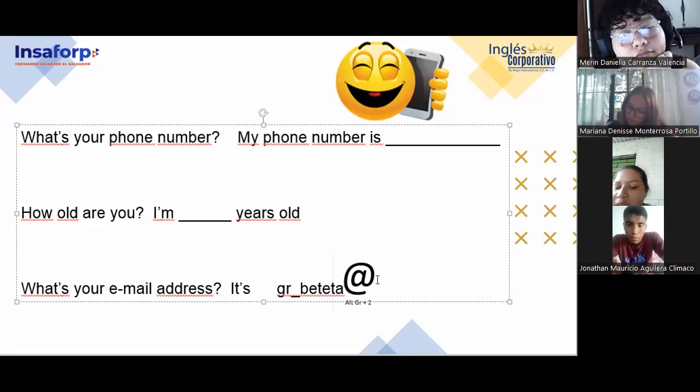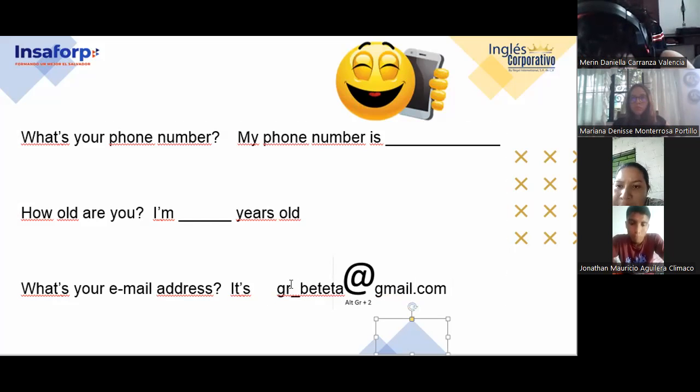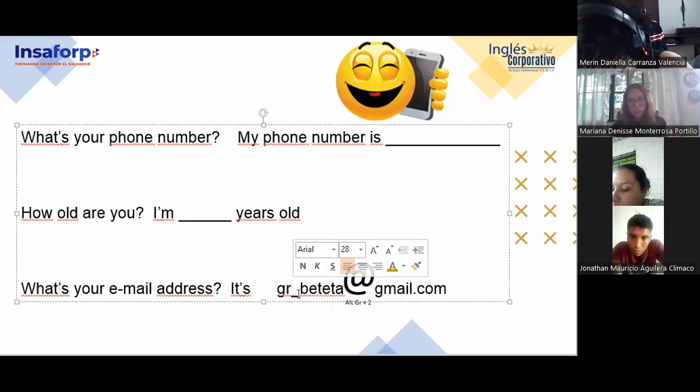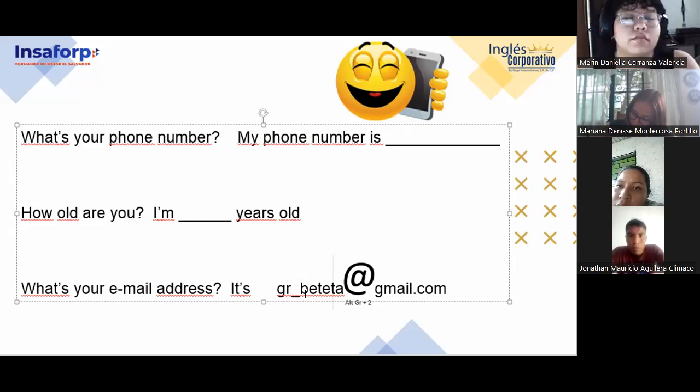Y luego at. Mi cuenta es con, ay, se me cambió a mayúscula. Ok, digamos que mi cuenta está con Gmail, ¿verdad? Con Gmail, entonces yo digo at Gmail y le pongo dot, all right, dot com. Ok, dot com, así, ok. Entonces, digamos que este es mi GR underscore beteta at gmail.com. Y si me dicen que lo deletree, digamos alguien me dice, how do you spell beteta? Okay, then I say, right, the letters, B as in boy, E-T-E-T-A. All right, yes, then at gmail.com.